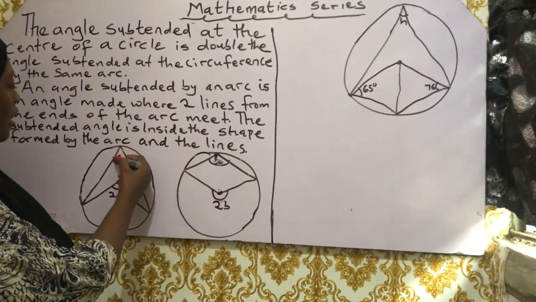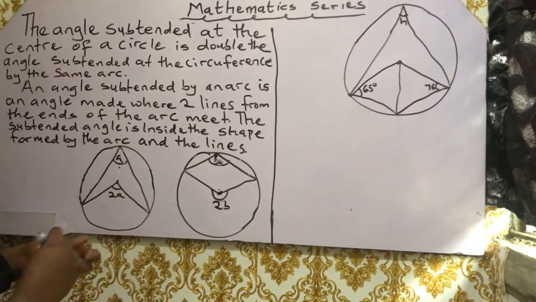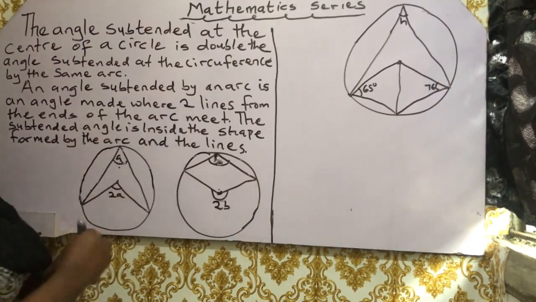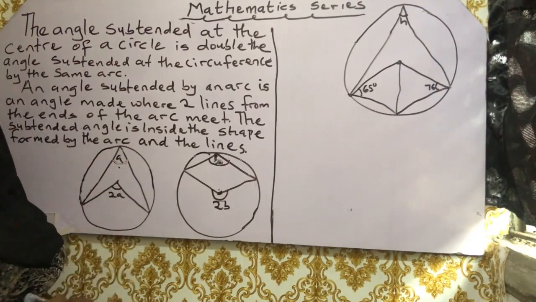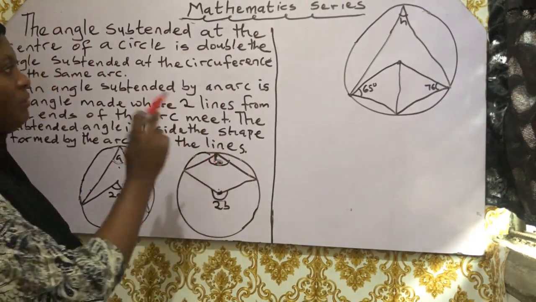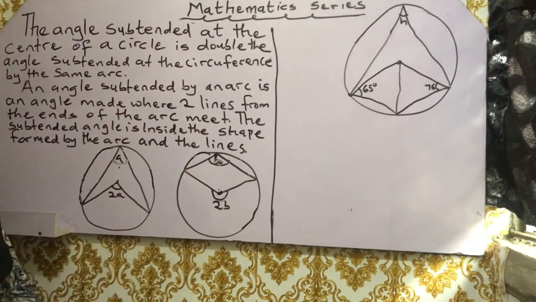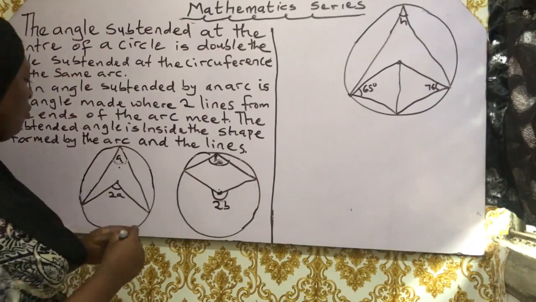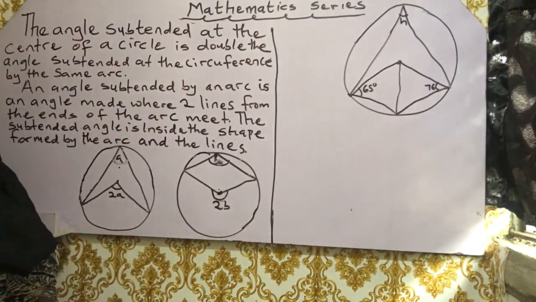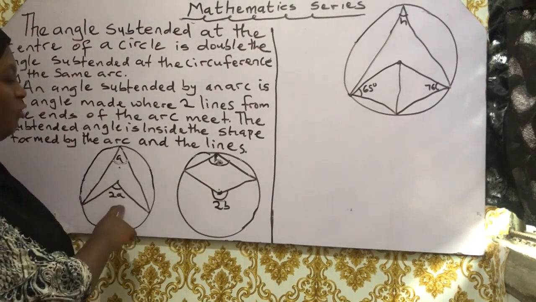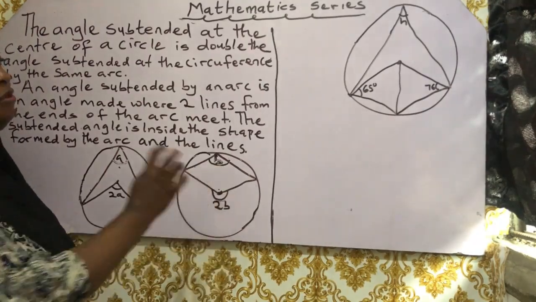This line meets here. So the subtended angle is inside the shape. So this is the angle subtended at the circumference. This is simply saying that the angle at the center here is twice the angle subtended at the circumference. So if this is A, this is going to be 2A. If this is B, this is going to be 2B.